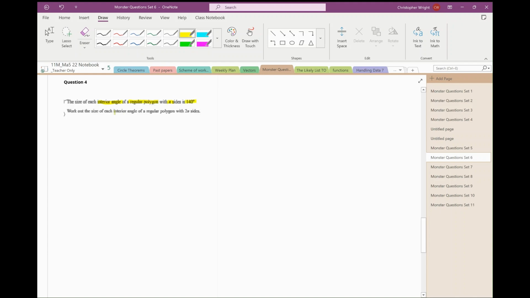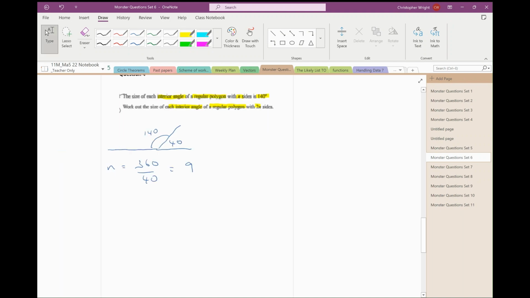The size of each interior angle of a regular polygon with n sides is 140. Work out the size of each interior angle of a regular polygon with 2n sides. Okay, let's concentrate on the first regular polygon here. It's got an interior angle of 140, so its exterior angle is 40. So its number of sides is 360 divided by 40. It's a 9-sided polygon. Great.